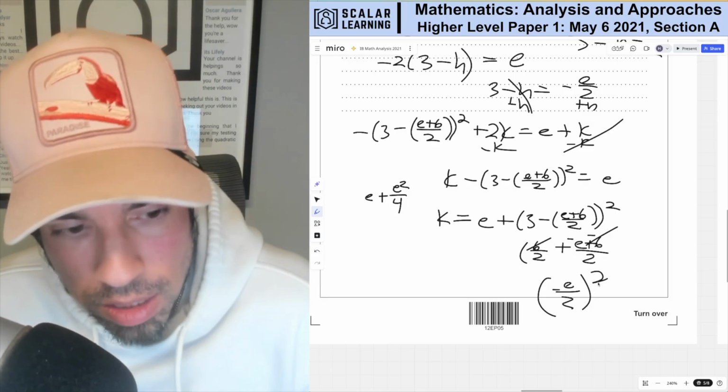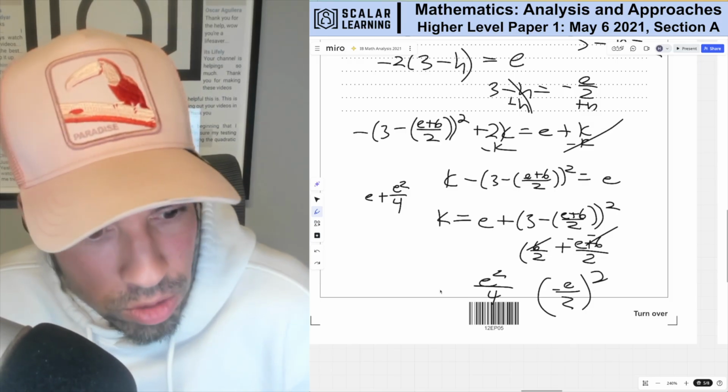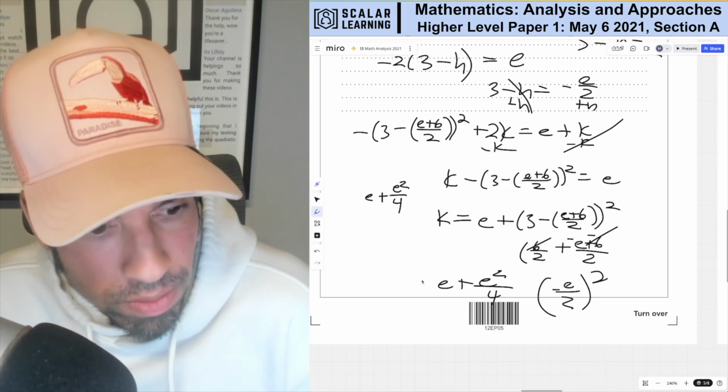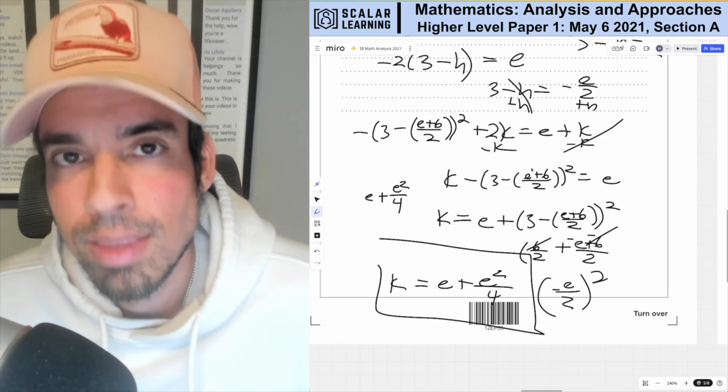And then if we square this, we get e squared over 4 plus that e that was there before. And we have now confirmed that k is indeed equal to e plus e squared over 4. That's how you do it.